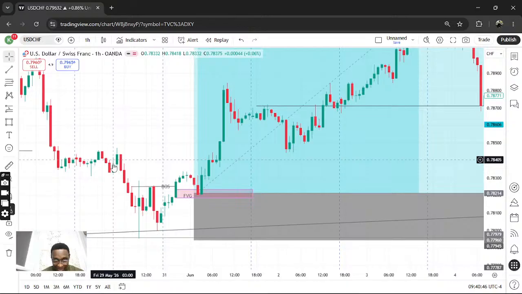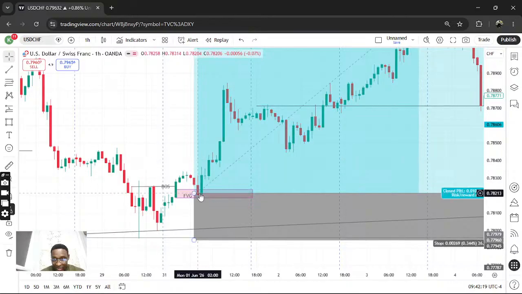Because time is very important. The manipulation happened exactly at 7 o'clock London time. If you look at this, I'm using New York time. That is why 2 o'clock New York time is 7 o'clock London time. So at that time, this bearish candle touched this fair value gap. I took the trade immediately.